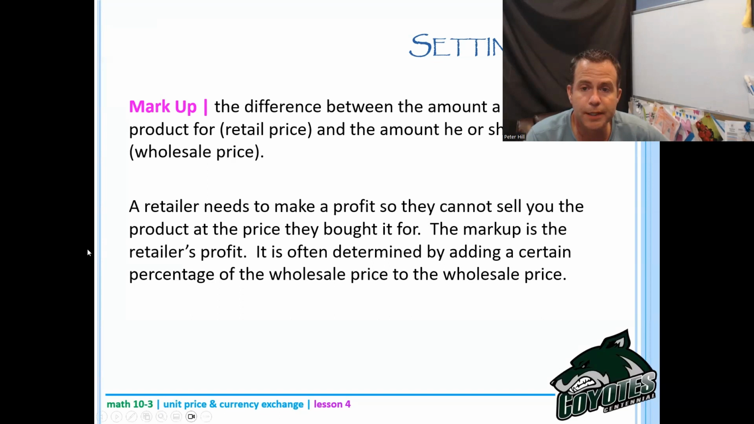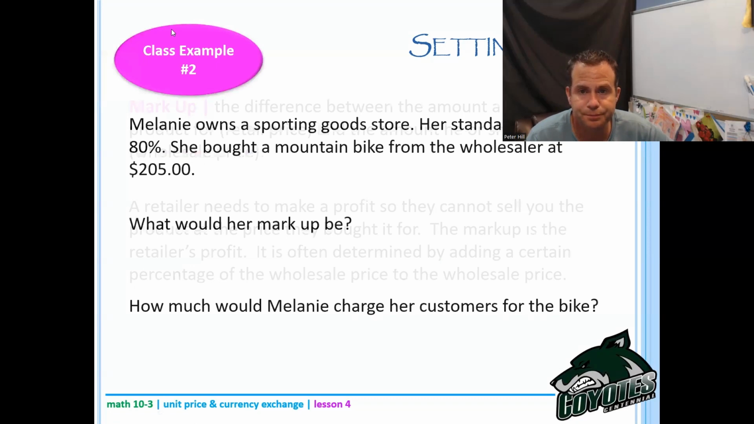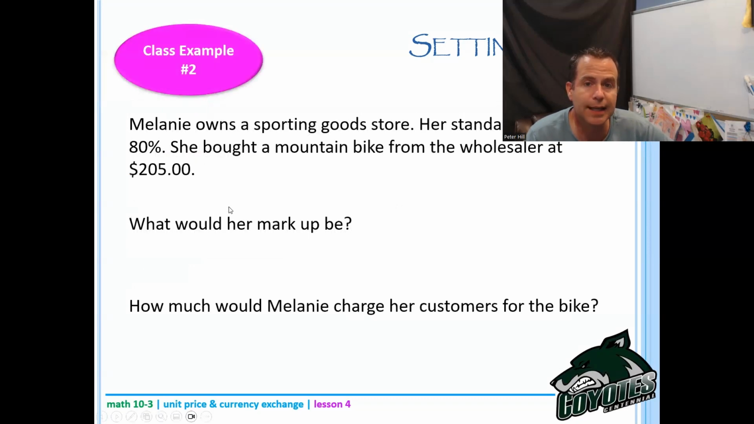All right, so a retailer needs to make a profit so they cannot sell you the product at the price they bought it for. The markup is the retailer's profit. It is determined by adding a certain percentage of the wholesale price to the wholesale price. Okay, so let's take a look at class example number 2, and hopefully that'll make a little bit more sense as we go through it together.